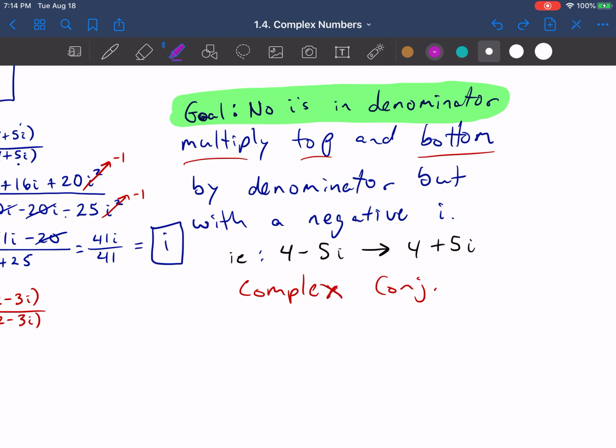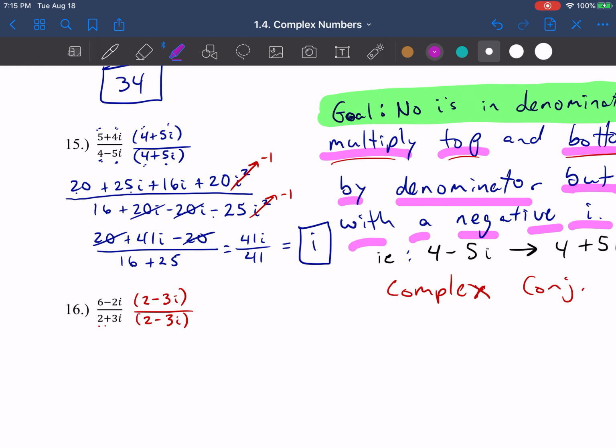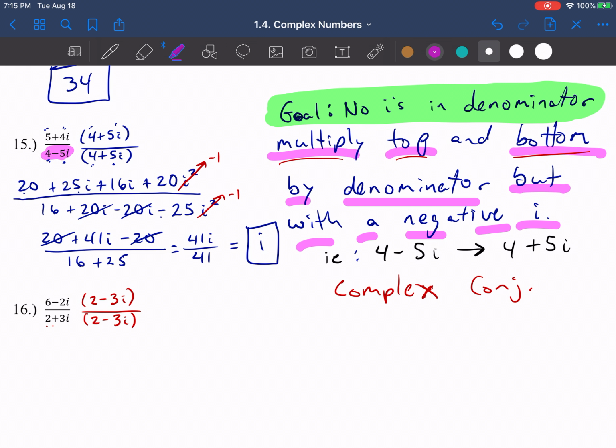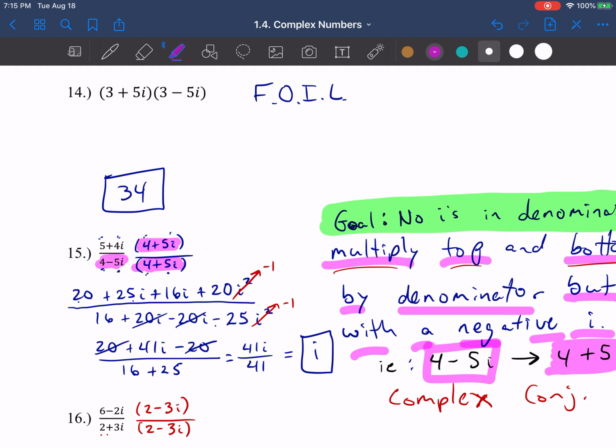So what we're going to do is multiply the top and bottom by the denominator, but with a negative i. So that's that complex conjugate. So here we have 4 minus 5i. That's our denominator. So we're going to take that 4 minus 5i and change it into 4 plus 5i, and then multiply both the top and the bottom by that 4 plus 5i. Because what we just learned in that previous problem, if you went through and did it, is when you multiply a complex number by its complex conjugate, you get an entirely real number.